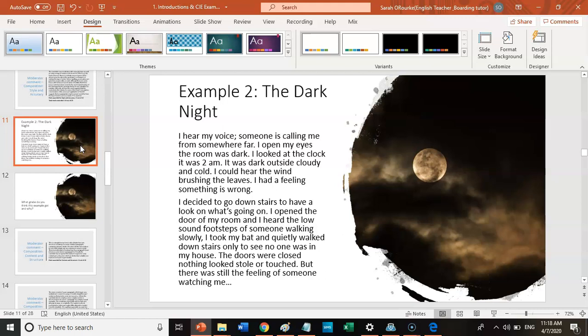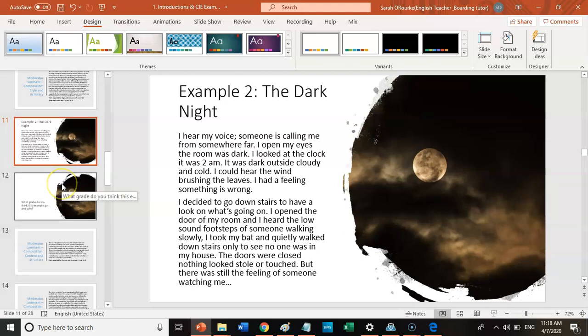I decided to go downstairs to have a look on what's going on. I opened the door of my room and I heard the low sound footsteps of someone walking slowly. I took my bat and quietly walked downstairs only to see no one was in my house. The doors were closed, nothing looked stole or touched, but there was still the feeling of someone watching me.